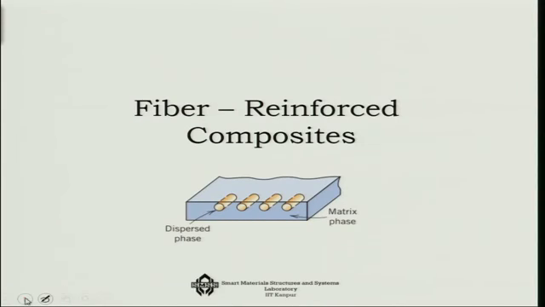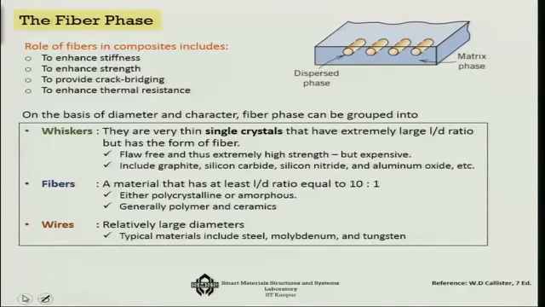Now, how about the fiber reinforced composites? Here, as you know, the dispersed phase are the fibers, and then you have the matrix phase in it. So, what is the role of these fibers? You are getting better stiffness, better strength, and it also works like a crack bridging. So, if a crack wants to propagate, even if it propagates, each one of these fibers works like a bridge, because they will not give up so easily. So, they work like a crack bridge, and it enhances the thermal resistance of the system.